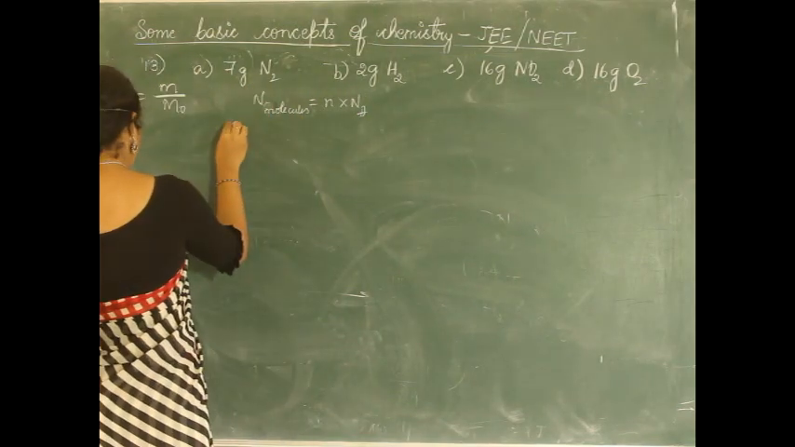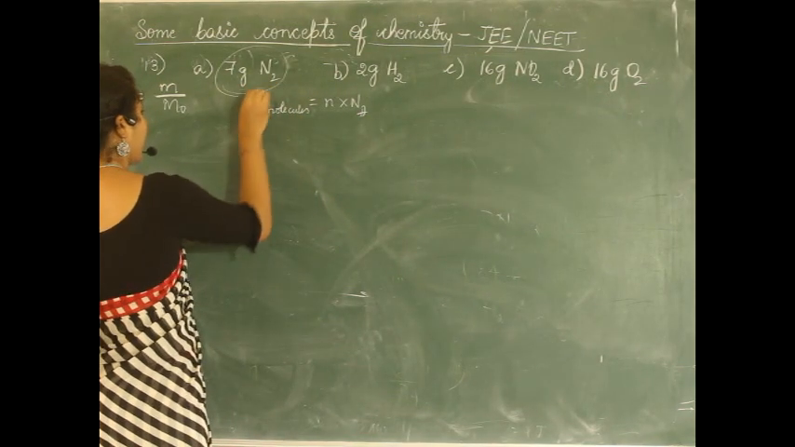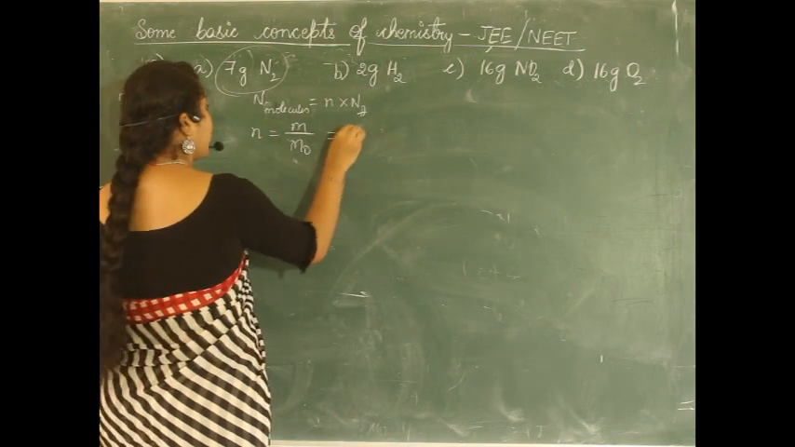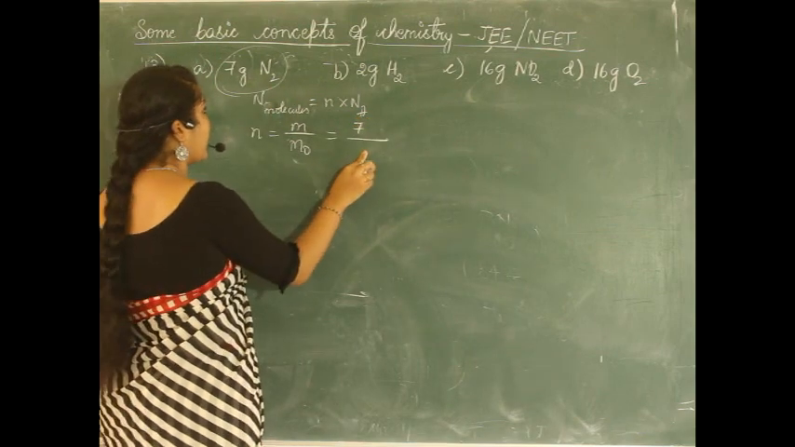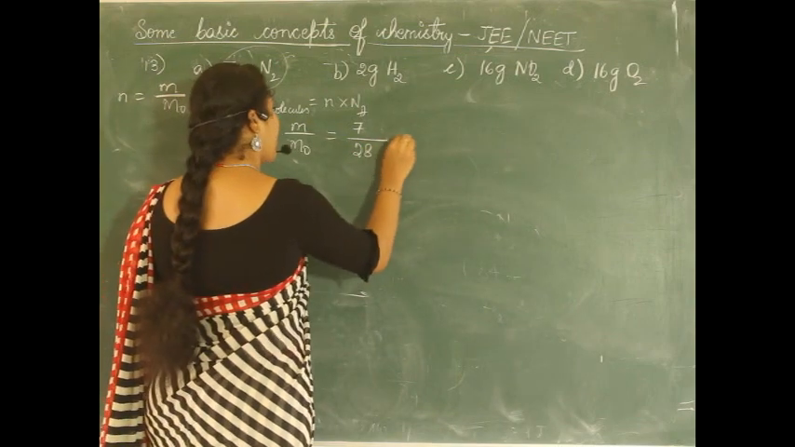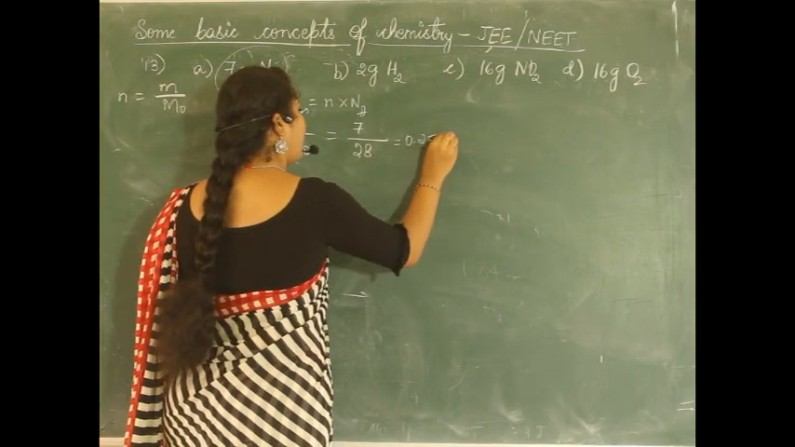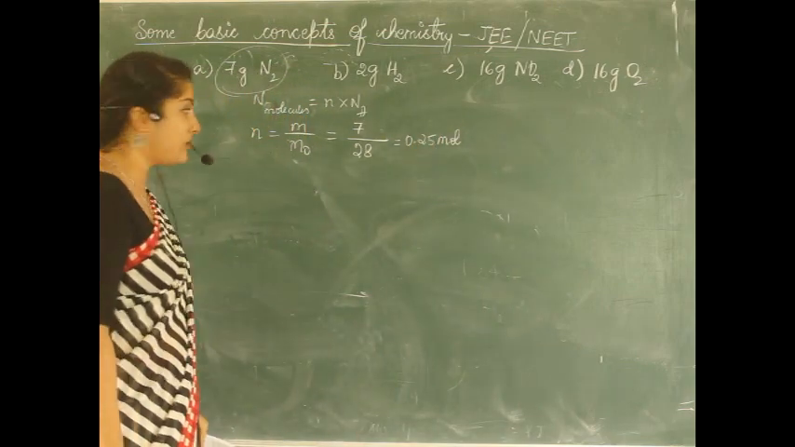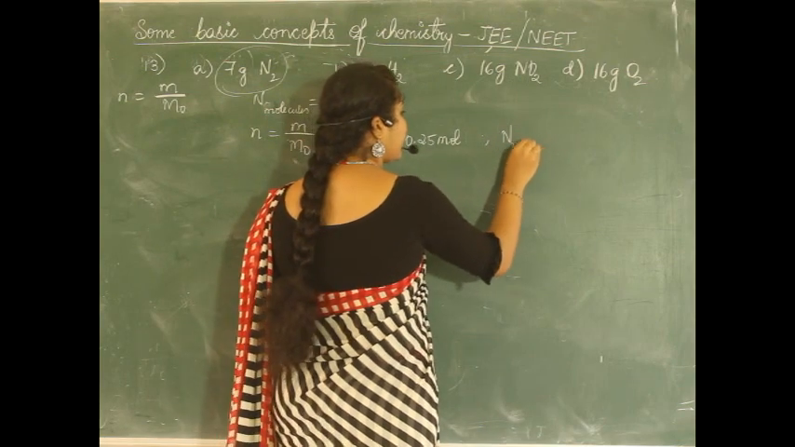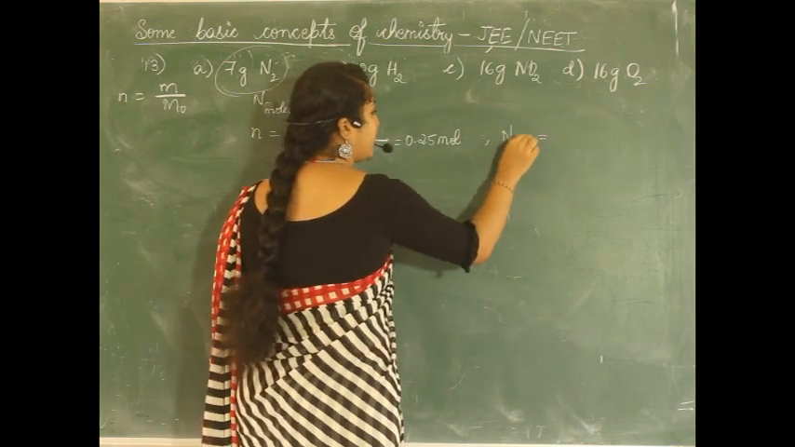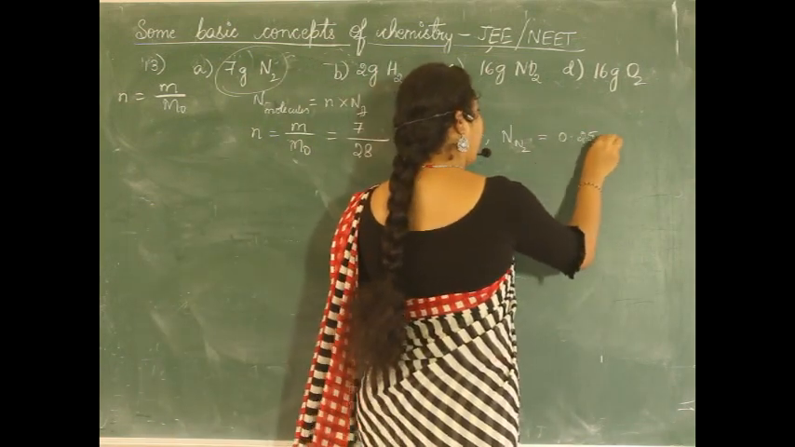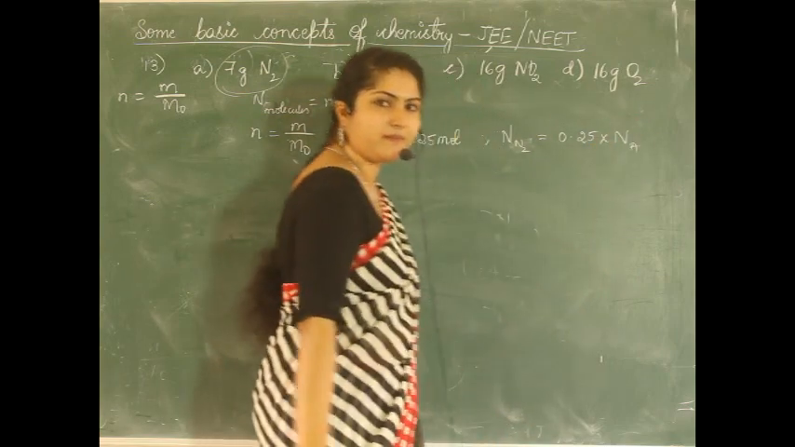In option 1, they have given 7 gram of nitrogen. Let me check. n is equal to given mass by molar mass, that is 7 by N2, so 14 twos are 28. It comes out to be 0.25 mole. We have got n. What is the number of molecules? Number of molecules is equal to 0.25 into Na. Simple.